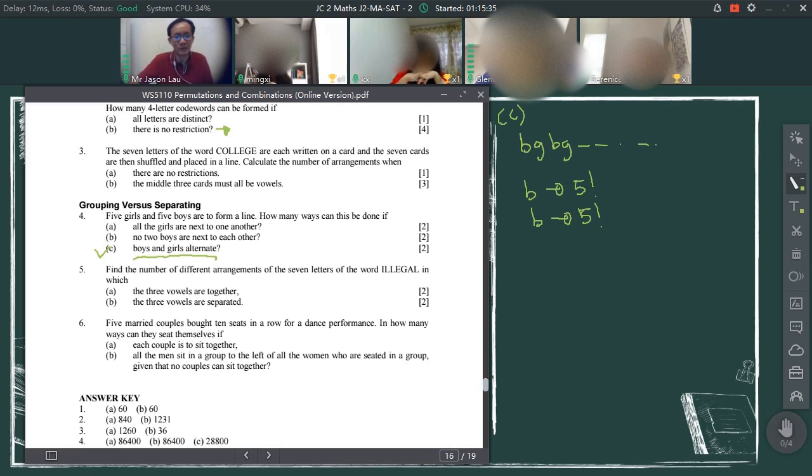Then after that, what to do? If the boys and girls alternate, then there will be only two ways of alternating. It's either BG or GB. So all the total ways will be 5 factorial times 5 factorial times 2, I think.